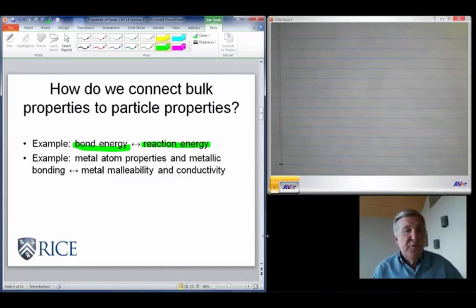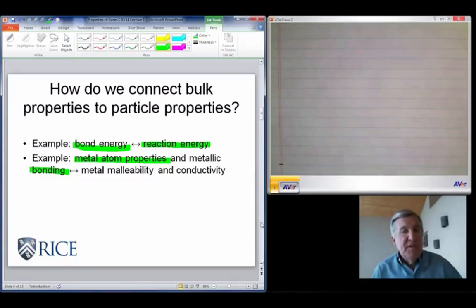Another example had to do with properties of metals. We were able to relate the properties of individual metal atoms as well as the ways in which metal atoms bond together, and to relate them to the properties of bulk samples of the metals, such as the fact that metals are malleable and the fact that metals are conductive.